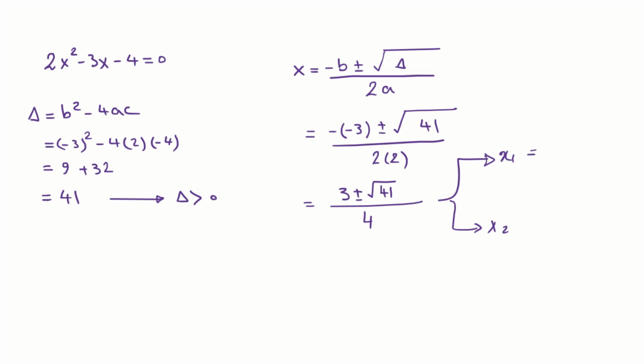That is, one of them is 3 plus root 41 over 4. You can use your calculator to find how much this value is, and x2 is 3 minus root 41 over 4. Okay, these are the answers. I suggest in the exam you plug these values of x1 and x2 into the equation and check if the equation becomes equal to 0 or not. Then it means that your answer is correct.